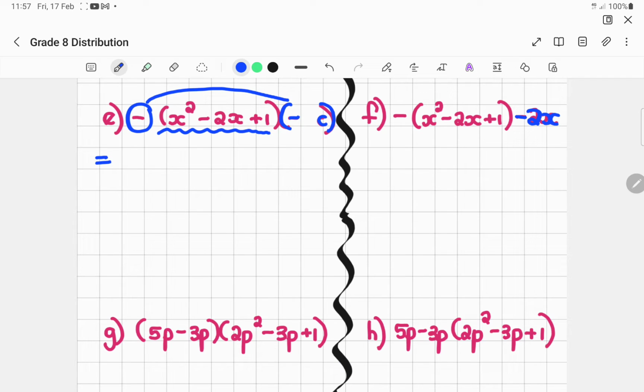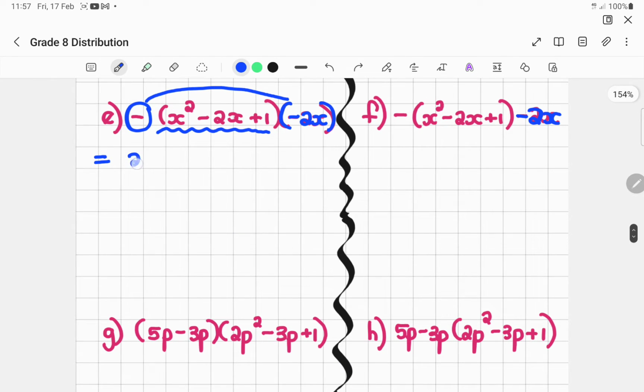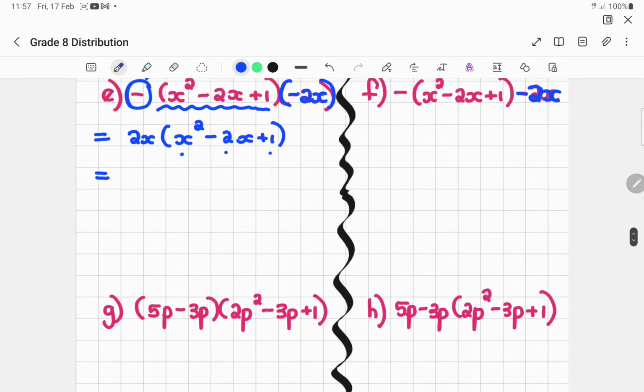Negative times a negative 2x is a positive 2x. And that has to now distribute into this trinomial over there. When we've got 1, 2, 3 terms, we call it a trinomial. 2x times x squared gives you 2x to the power of 3, minus 2 times 2 is 4x squared, and a positive 2x times a positive 1 gives you positive 2x, and no like terms.